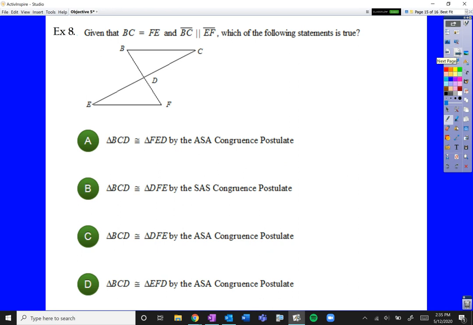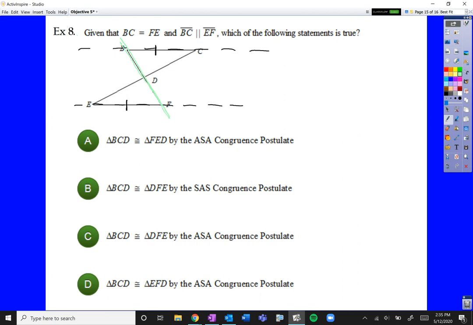So we are given that BC, put a tick mark, is equal to FE, put a tick mark. And we're told that BC, this is interesting, BC is parallel to EF. Wowee. So these lines here are parallel. And this goes way back to when we were talking about a transversal. My gosh, we're going to bring this back.